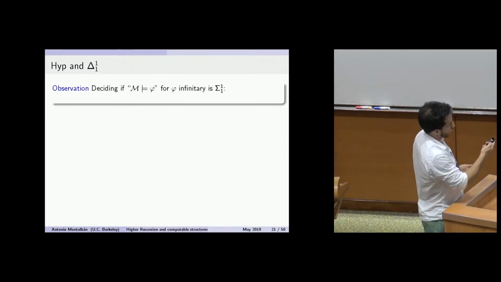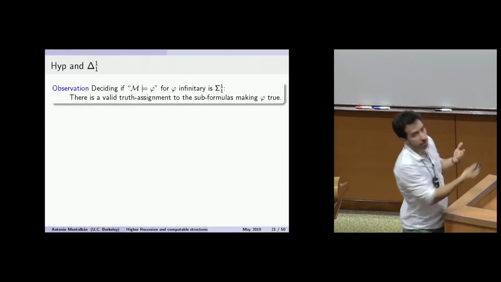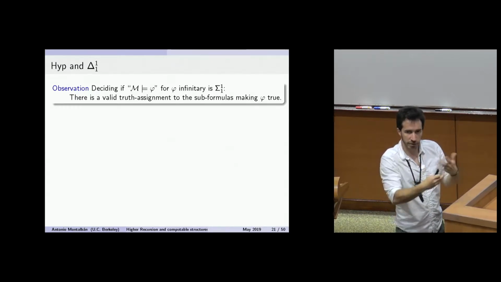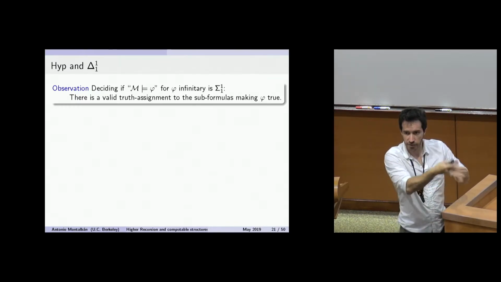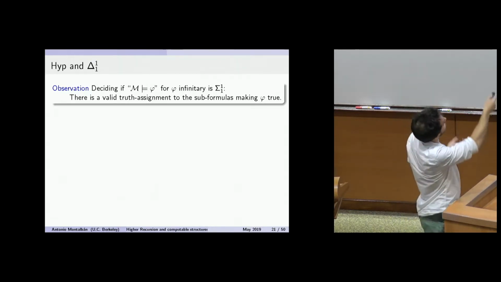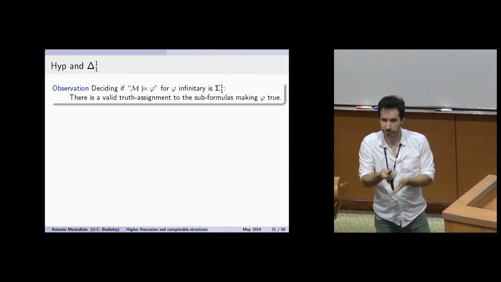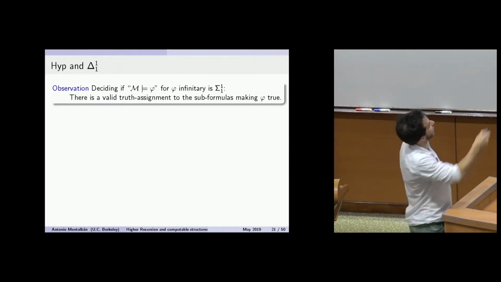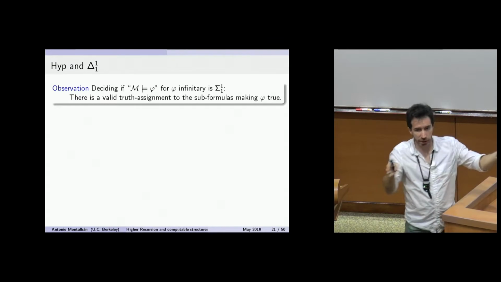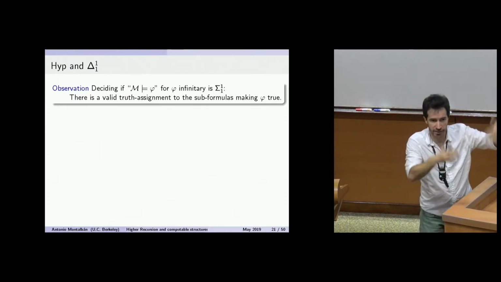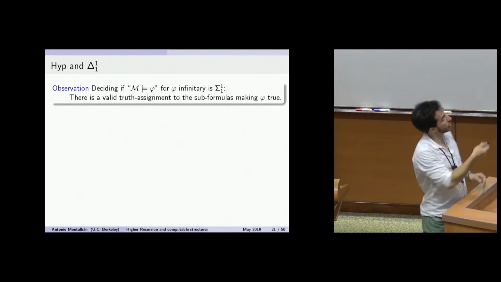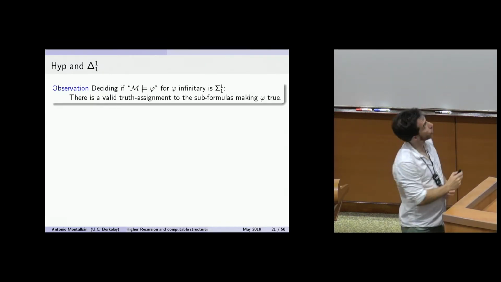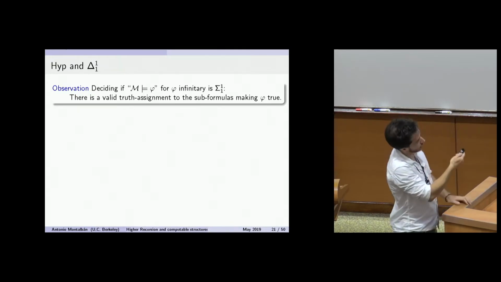One way of saying it is: there exists a truth assignment for all the subformulas and all the possible assignments of the free variables in the subformulas, which is valid in the sense that it satisfies the rules of logic and makes the formula true. The truth assignment here is a real, because it assigns true or false to the infinitary subformulas. So this is a sigma 1, 1 formula. Deciding truth is sigma 1, 1.